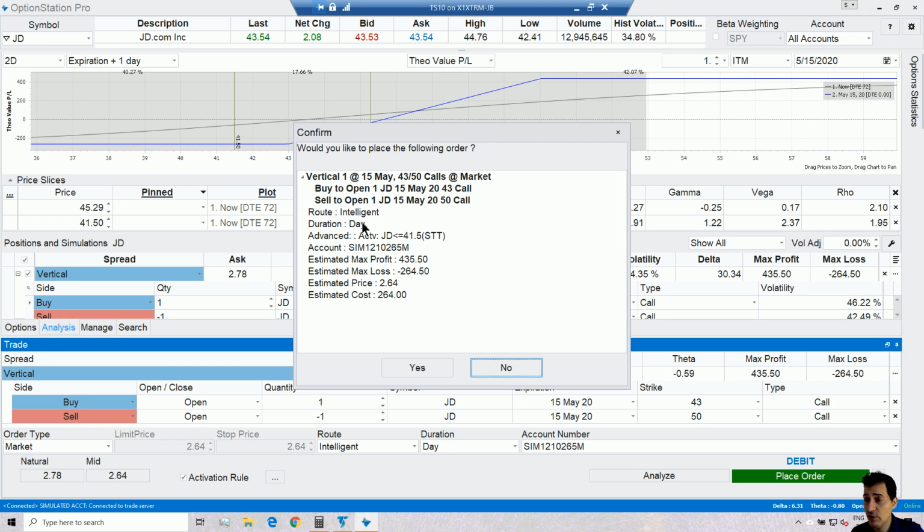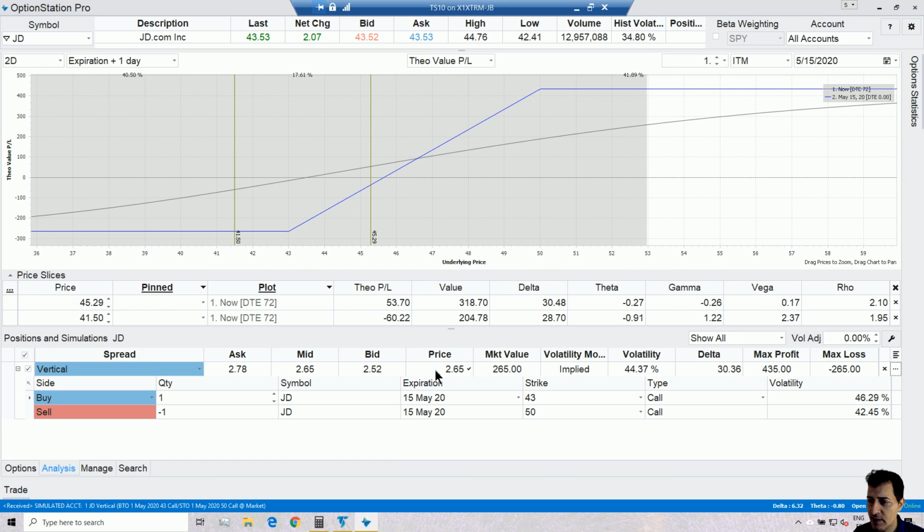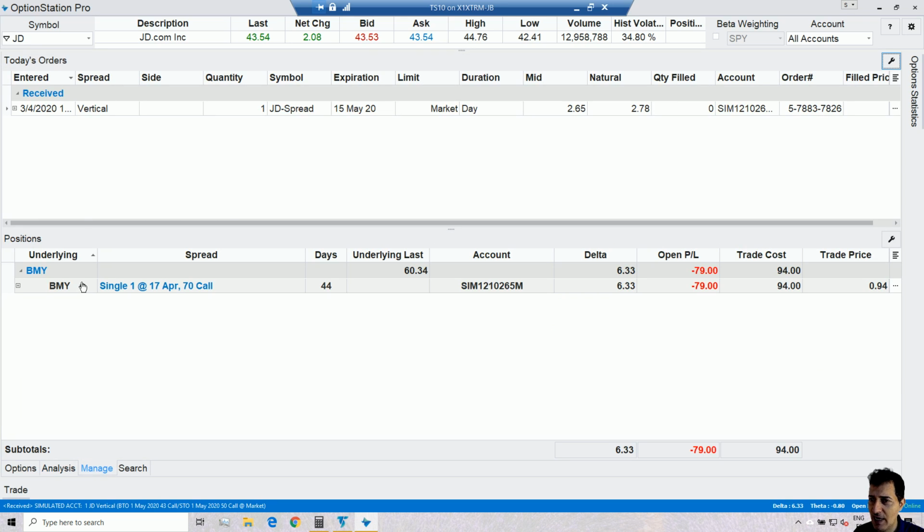Whereas if the order is a day order and is not filled, then the order will be canceled for you automatically, and there are no exchange fees because it was a day order. So that's why I'm using the day order: to force myself to review tomorrow and to avoid paying exchange fees. Now I'm just gonna confirm this trade, clicking on yes, 1, 2, 3. So the order is in. And if I go to my manage tab, here is my JD spread waiting to get filled. We'll see if that's the case today or not.